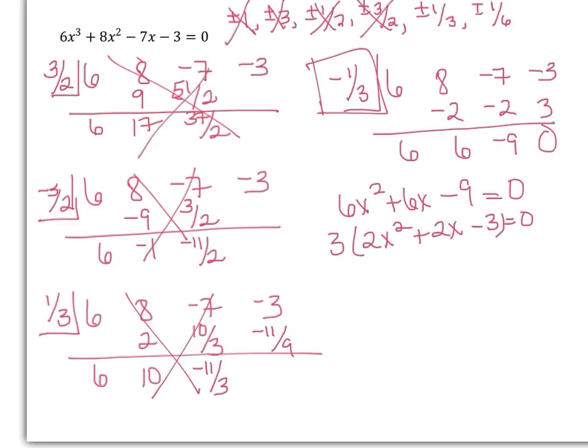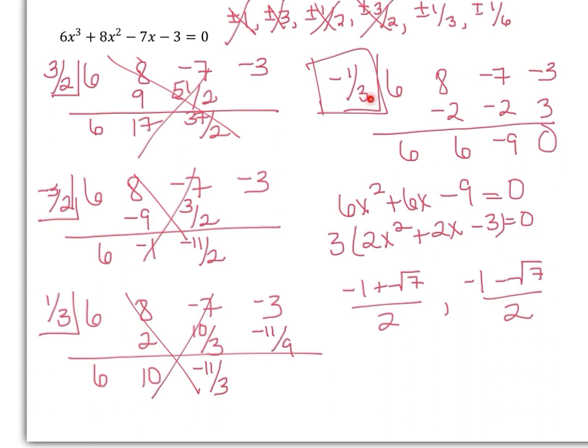Once we get to this point, we need to find factors of this, and unfortunately, it's not awesome. The only rational factor we have is this one. The rest of the factors are in fact irrational, and if you use the quadratic formula, you would find that they're -1 plus the square root of 7 over 2, and -1 minus the square root of 7 over 2. So those are your 3 roots. 1, 2, 3. This is the only one that's rational.